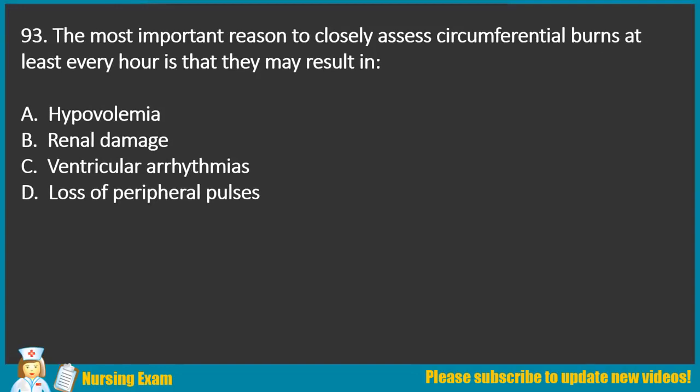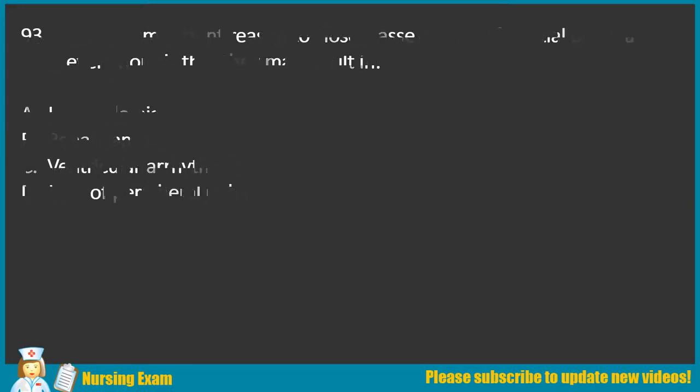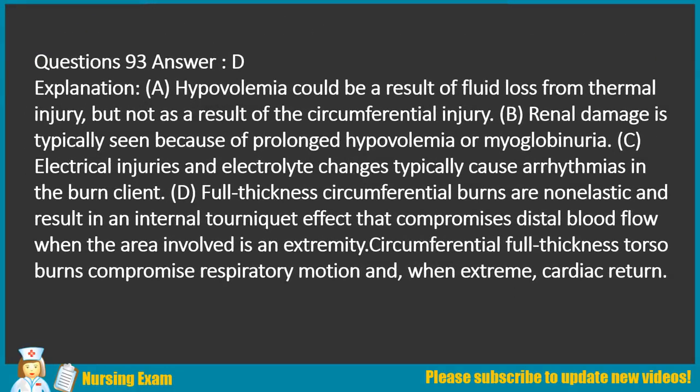Question 93. The most important reason to closely assess circumferential burns at least every hour is that they may result in: A. Hypovolemia. B. Renal damage. C. Ventricular arrhythmias. D. Loss of peripheral pulses. Question 93. Answer: D. Explanation.